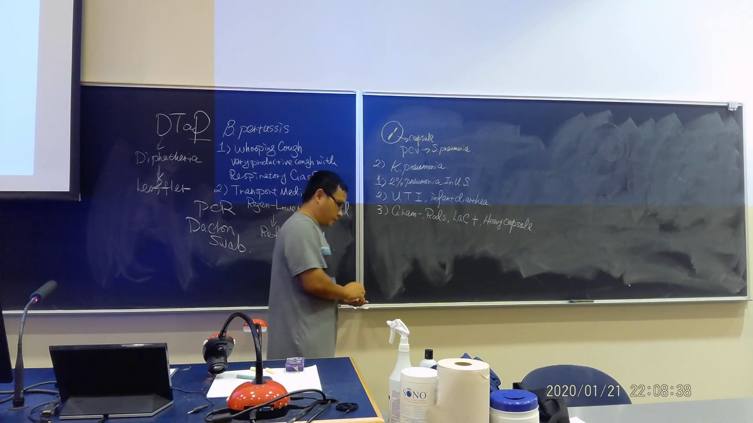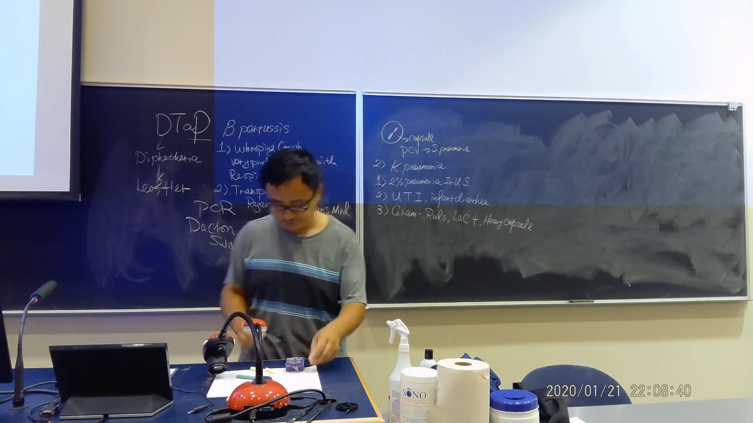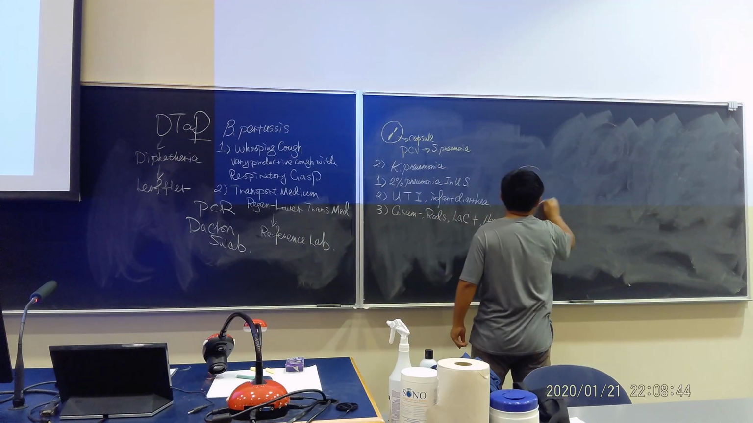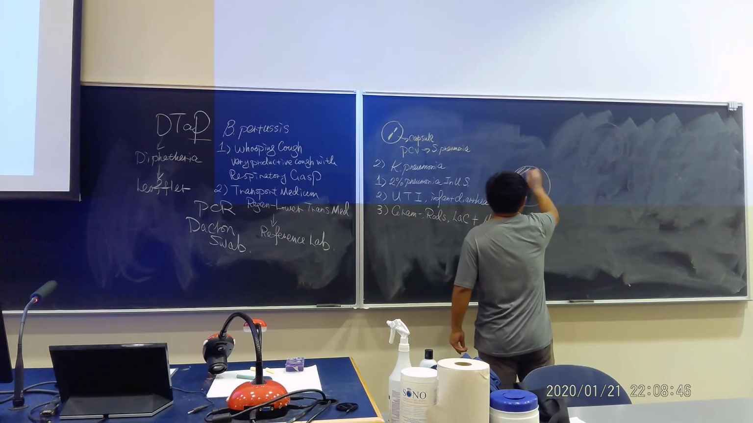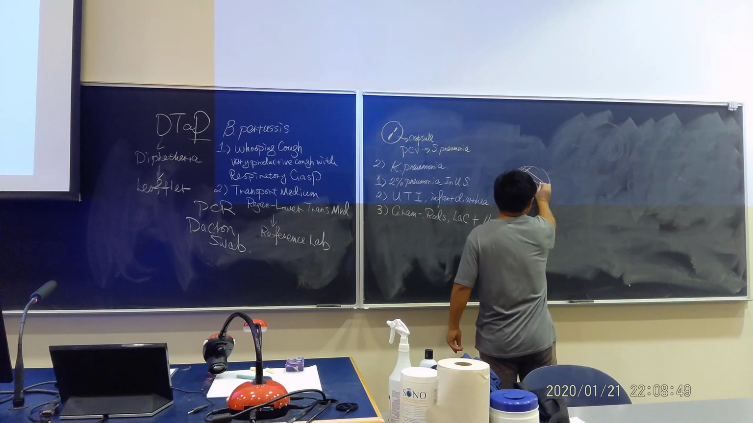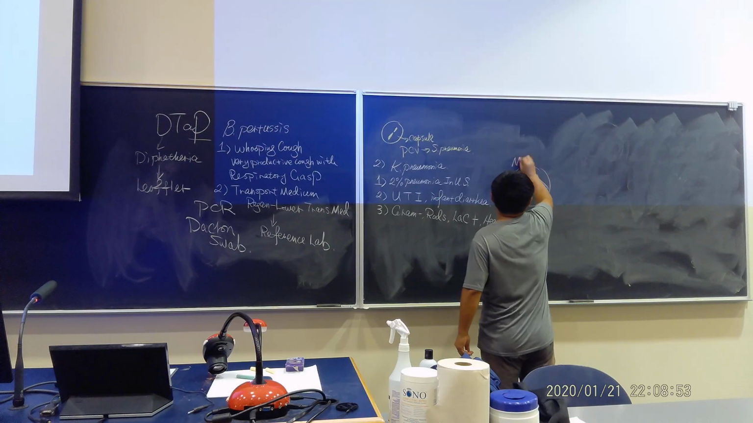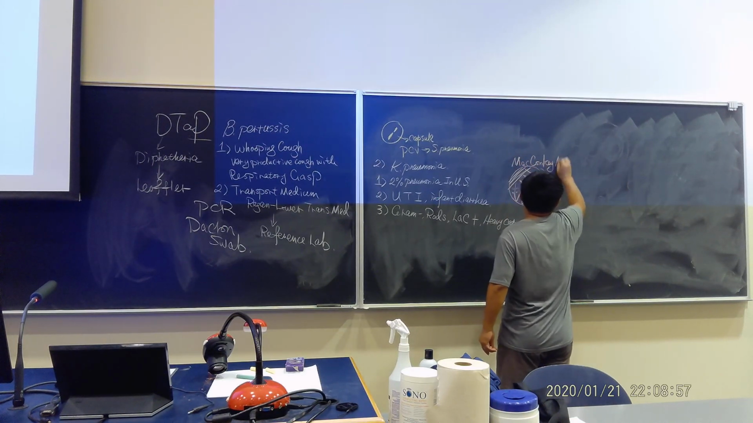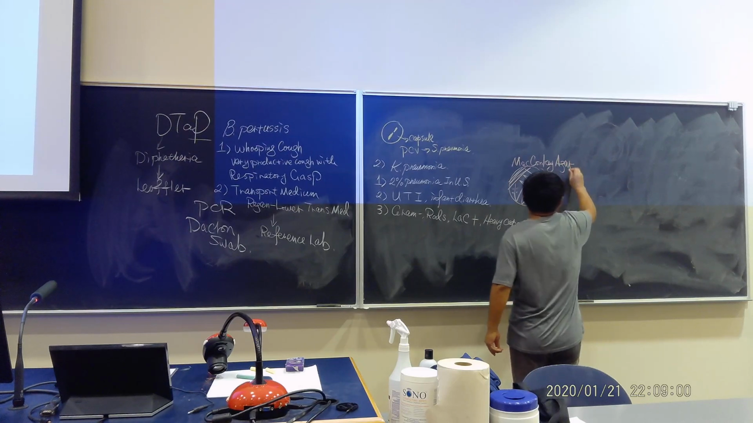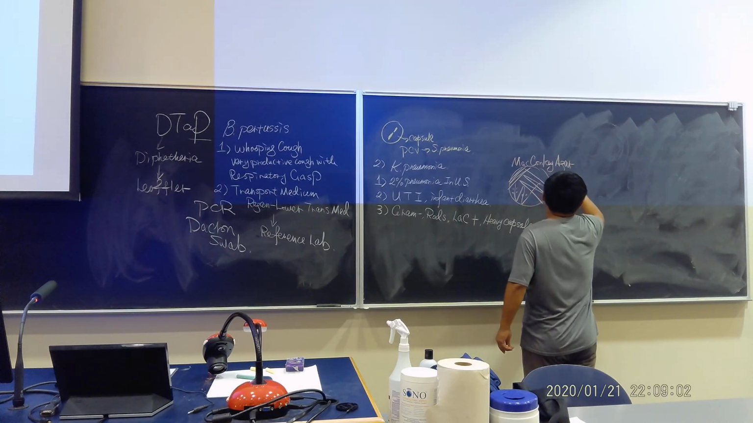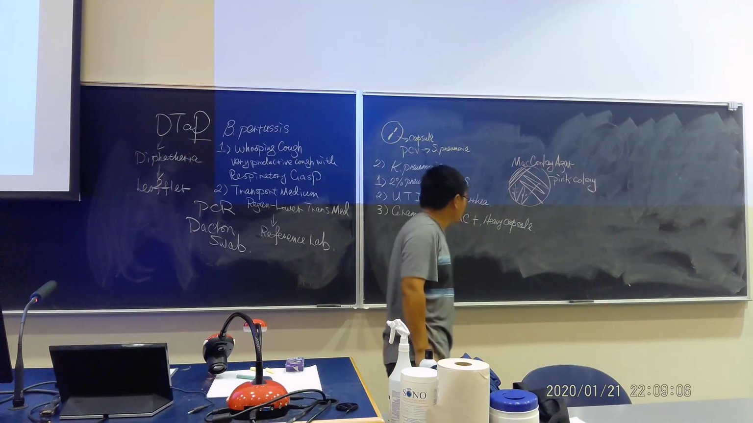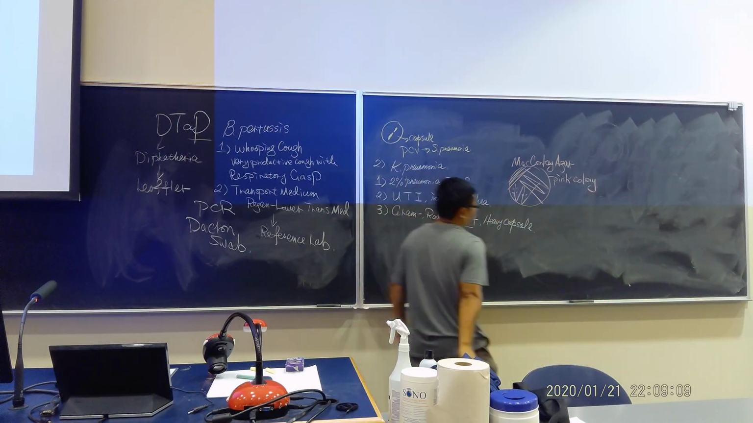So we want to talk about this. You look at your slides, you see a MacConkey agar. On the MacConkey agar, you see a single colony there. On the MacConkey agar, it is a pink colony, because it is lactose fermentation positive.